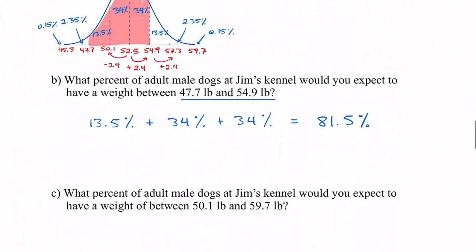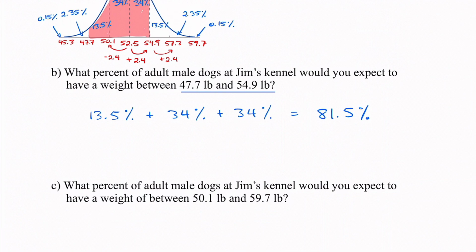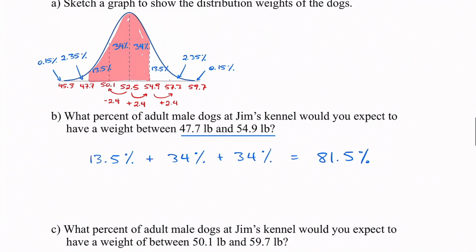Looking at part C, it says, what percent of adult male dogs at Jim's kennel would you expect to have a weight of between 50.1 pounds and 59.7? So again, I'm just going to go back up here. I'm going to erase the area that we had highlighted for that one. And now we're going to go from 50.1 to 59.7. So that was right there. And again, I'm just kind of shading roughly for you guys to see the area that we're doing. So I can see there is a 34, a 34, a 13.5, and this spot right here that was 2.35. So let's add those all up.